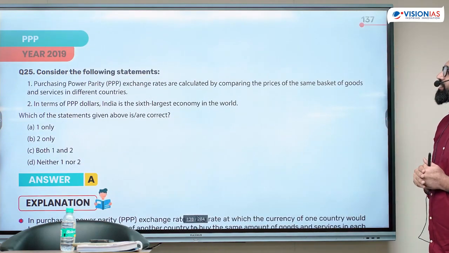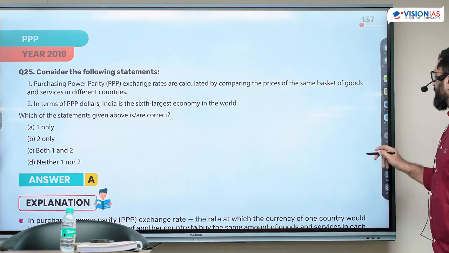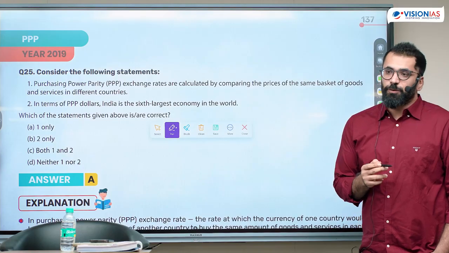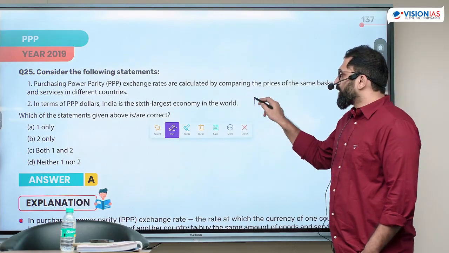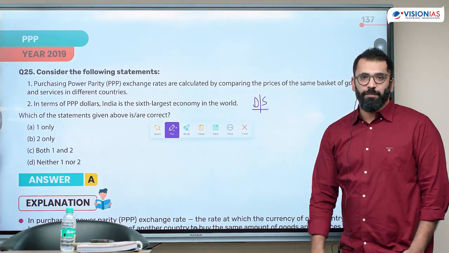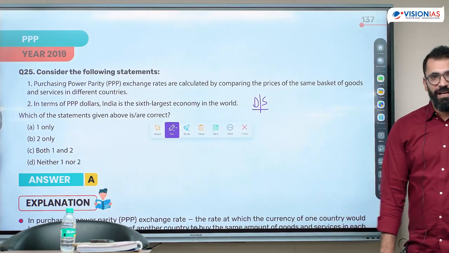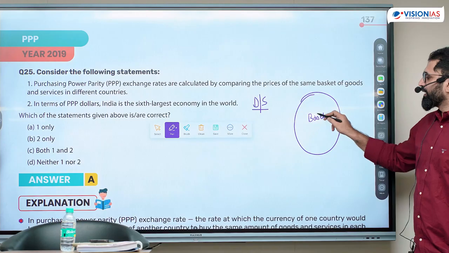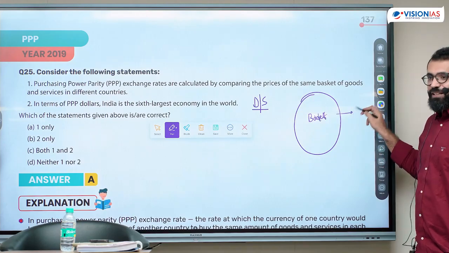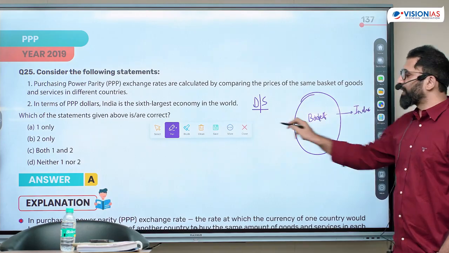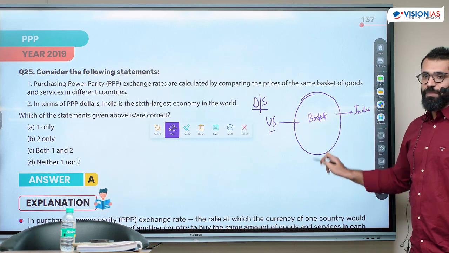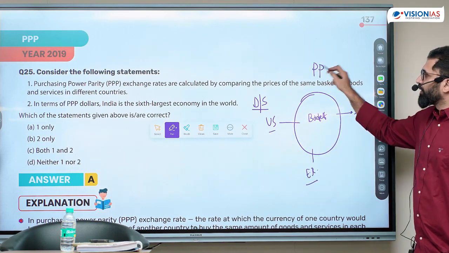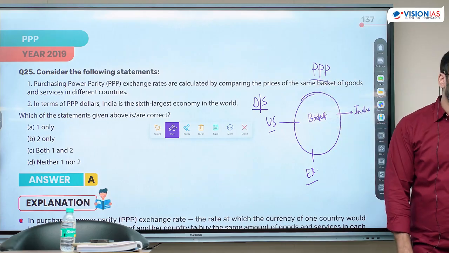Purchasing power parity exchange rates are calculated. How is the exchange rate calculated? How do we know the value of dollar to rupee? It's based on what is the demand of dollar and what is the supply of dollar, right? Another way of determining the exchange rate is, if I have one basket of goods and services, what will be the price of this basket in India and what will be the price of this basket in US? This can help me give what exactly is the exchange rate. This type of an exchange rate is called purchasing power parity.